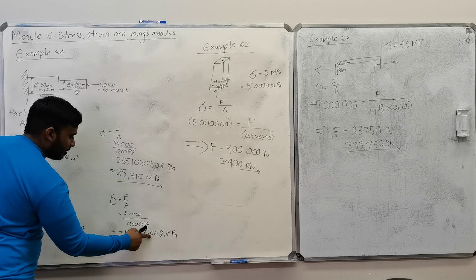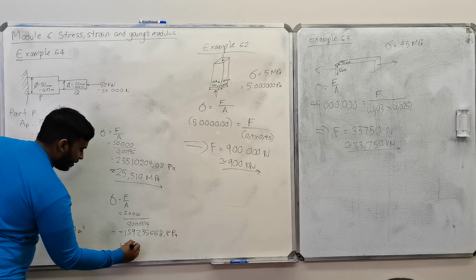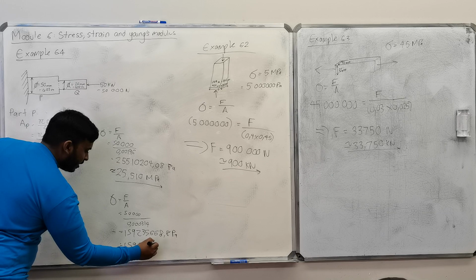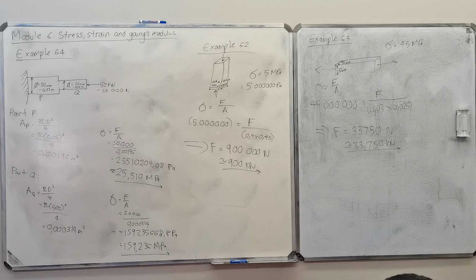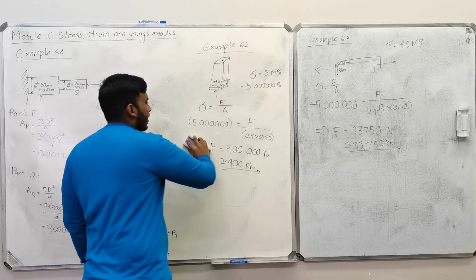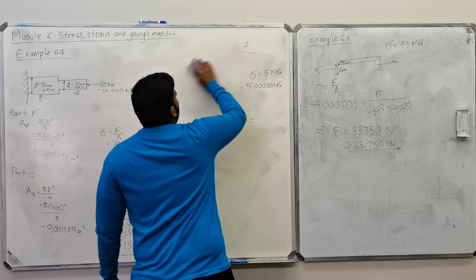Which is 159.236. It's easy, right? How come the decimals are off here? Probably they took the whole area value with all the decimals after, and just took 50,000 over that. Okay, so that's the stress. Right? I can take this down, right? Yeah. Okay. So let's move on to strain.